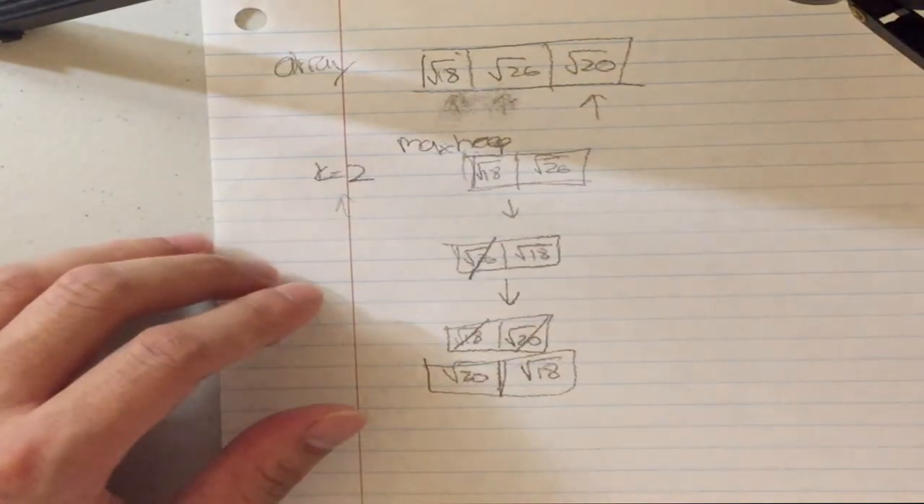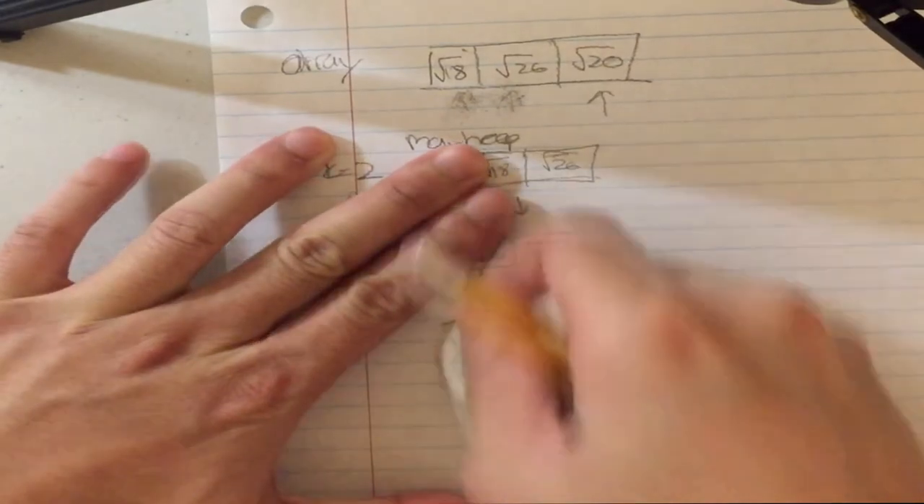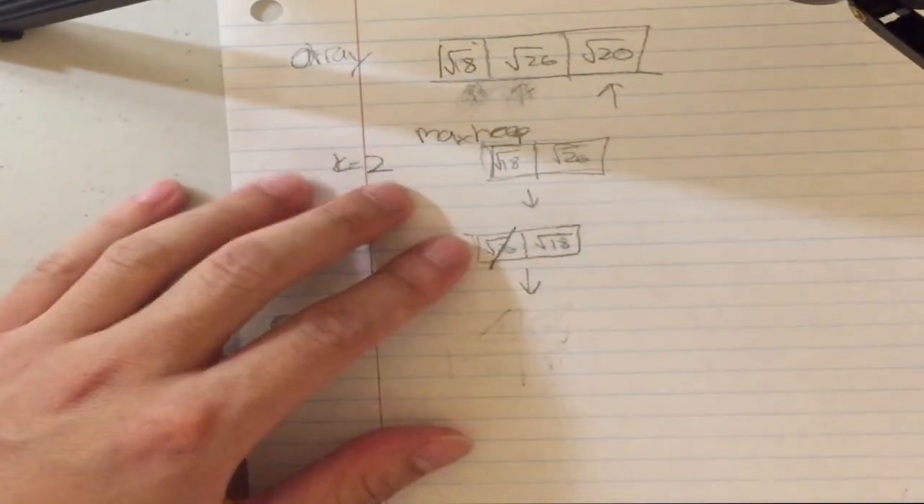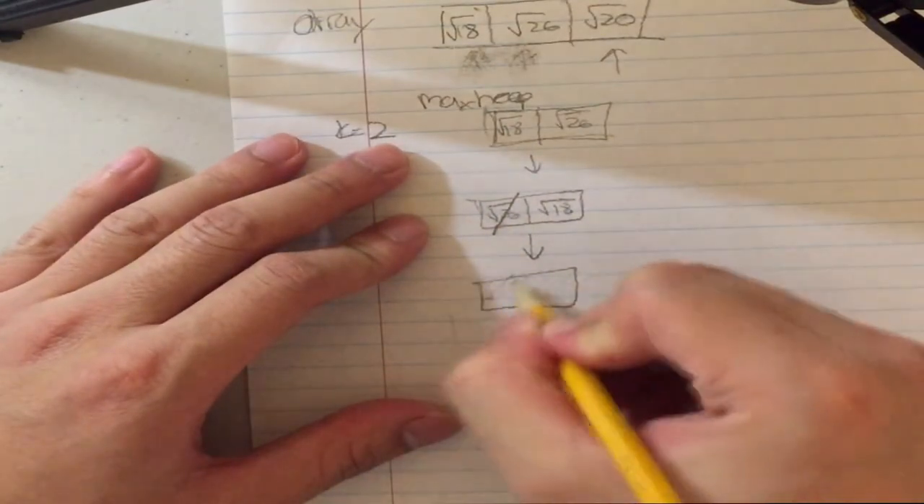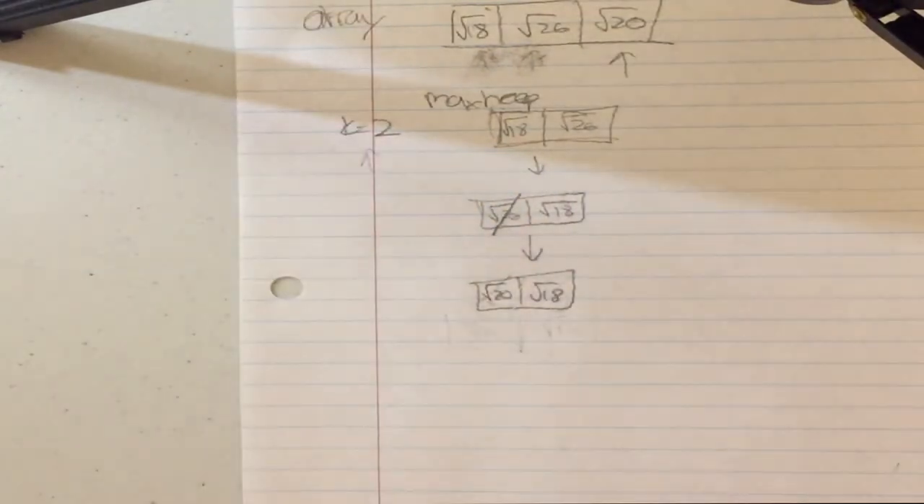Let's see, I'm going to get an eraser. This seems hard to read. Yeah. So once I add square root of 20, the heap is going to be square root of 20 and square root of 18, because it's a max heap.